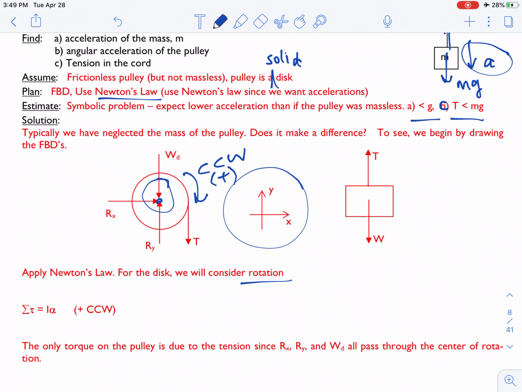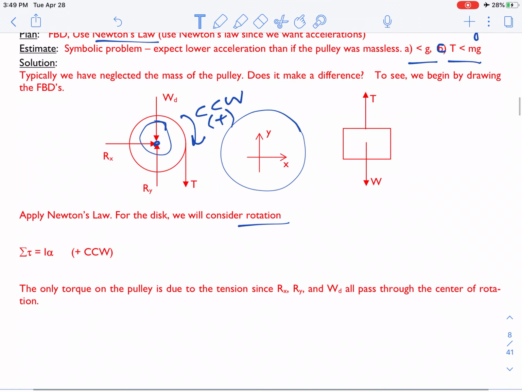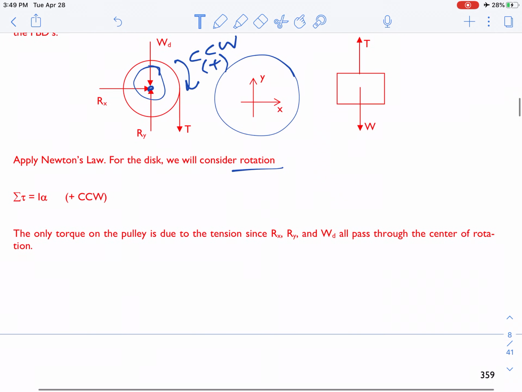Okay, so that's what torque is all about. If the force has an ability to rotate the object, then it will create a torque, or it will contribute to torque. But in this case, the only force that does that is the tension. The other forces we do show on the free body diagram, but they are not causing any rotation.